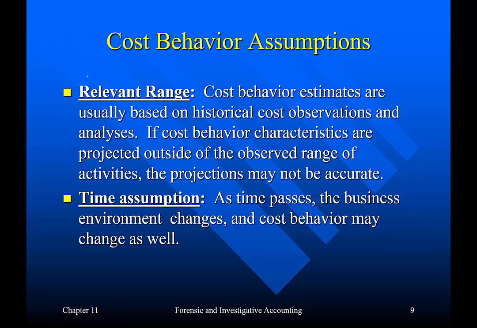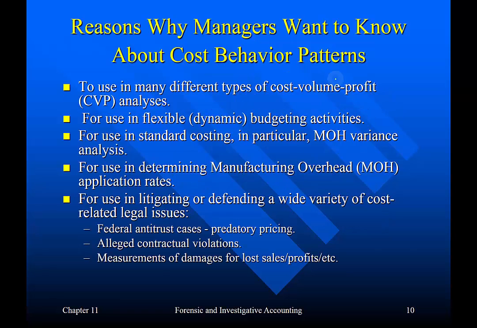So let's define relevant range, because this is pivotal. Basically, your costs behave in a certain way if they are within this relevant range. And this is not your optimal production level, but it is pretty much your standard production level, what you are normally doing. So if you have 2 production lines that run 2 shifts, that would be your standard or your relevant range. Optimal, you might want to run 3 production lines for 3 shifts. The time assumption basically lets us know that as time passes, the environment changes, and with these changes, your costs might change as well.